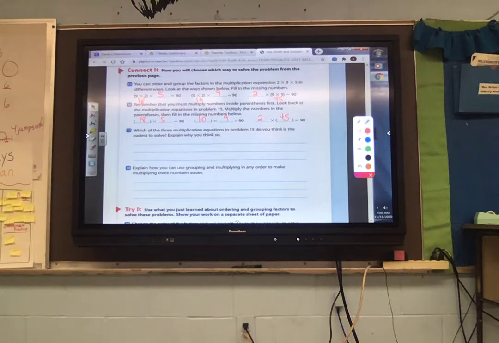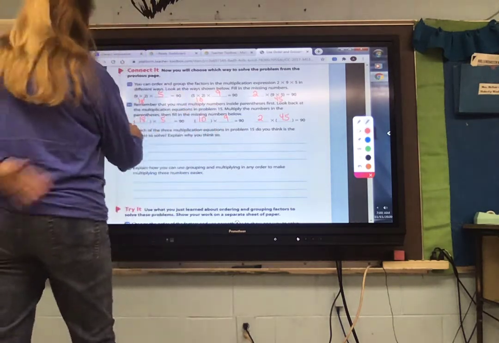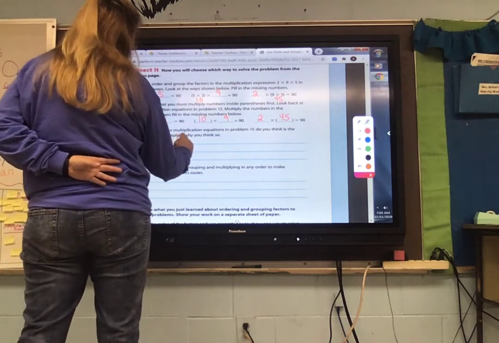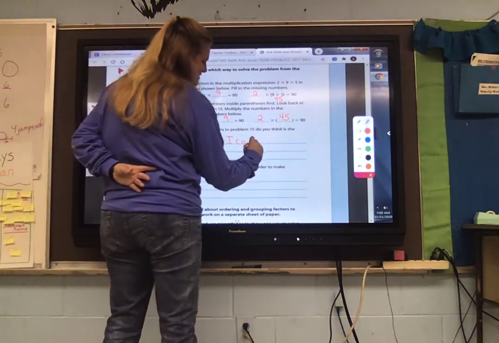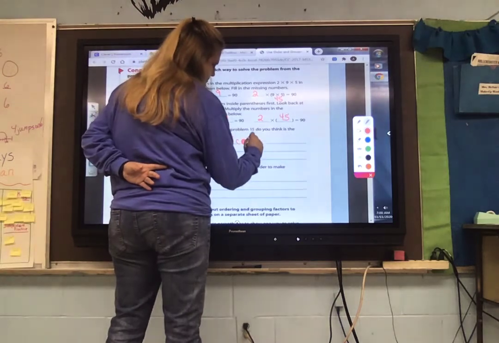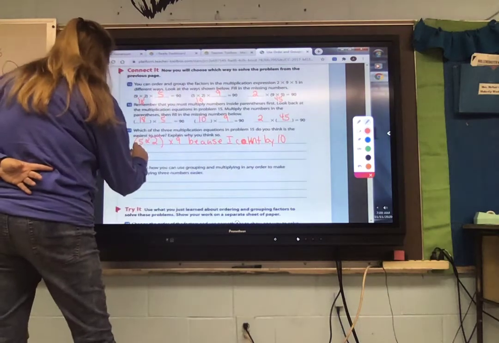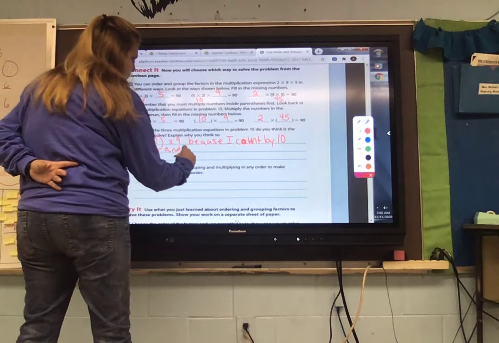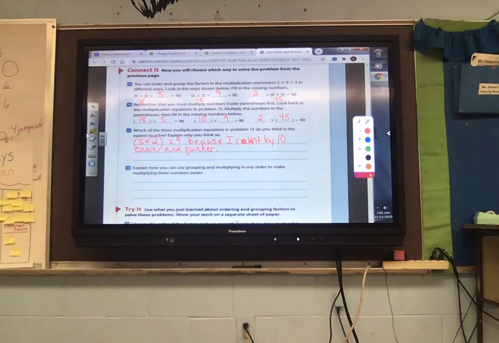Which one would you prefer? I don't know about you, but I'm definitely going to pick this one. I'm going to pick the 5 times 2 times 9 because I can count by 10 easier and quicker. So that's the one I would have picked because 10s are so easy to work with.